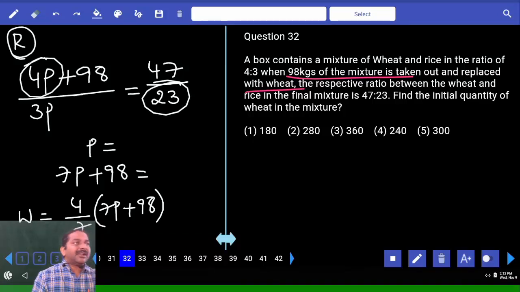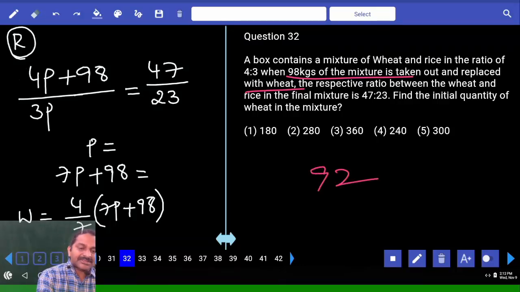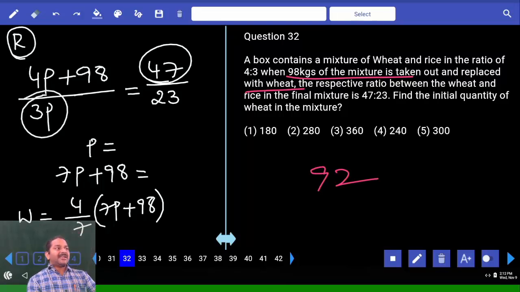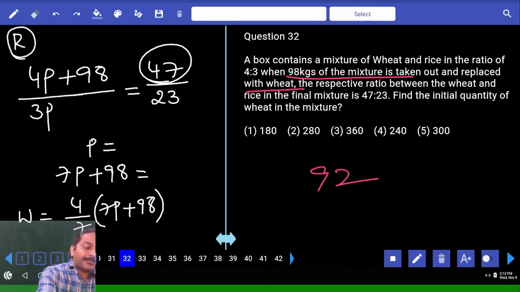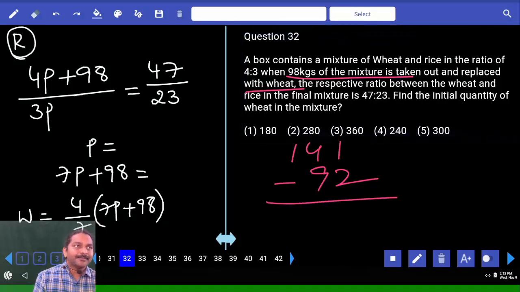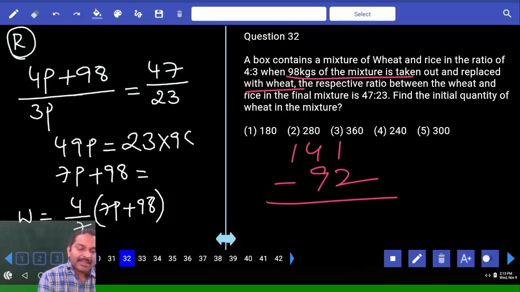23 times 4, double 23, 46, 92. Next, 47 times 3: 7 threes are 21, so 141. So in terms of number of parts, the difference is 49 parts. So 49 parts is equal to 23 into 98. 49 goes how many times? 2 times. So 1 part value is equal to 46.